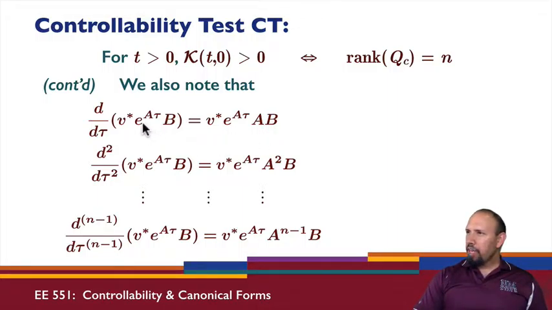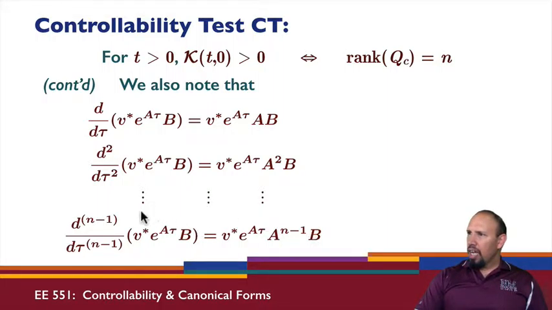So that's the first derivative. The second derivative, if I differentiate this now with respect to tau, I'm going to get this. I can keep differentiating, all the way up to the n minus first derivative. That's what this is saying: d^(n-1) means the n minus first derivative with respect to tau of this quantity. I just keep differentiating, and each time I differentiate, I get another power of A. So I've differentiated n minus 1 times, and I get A to the n minus 1 here.